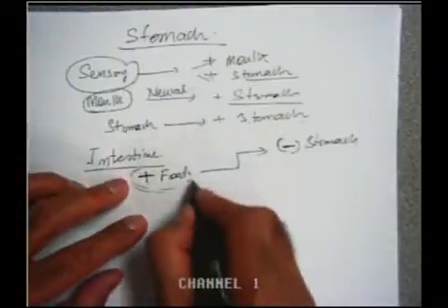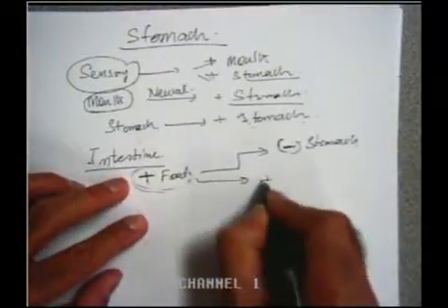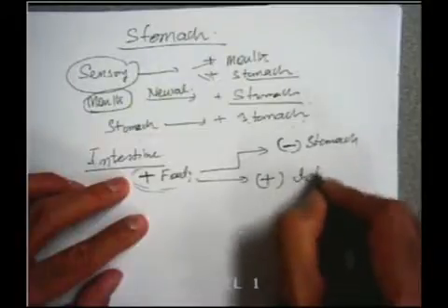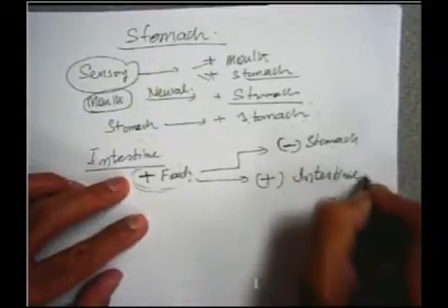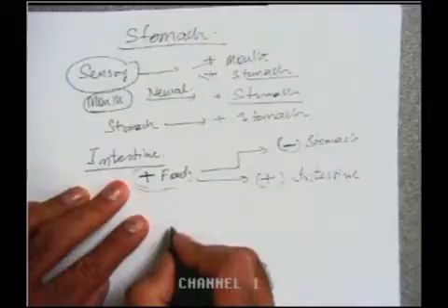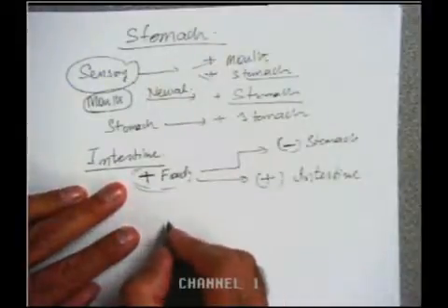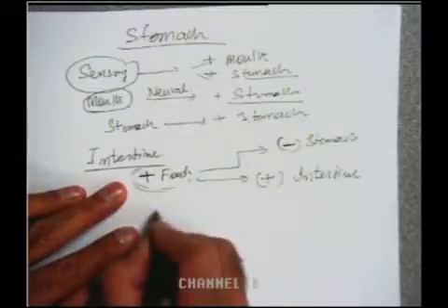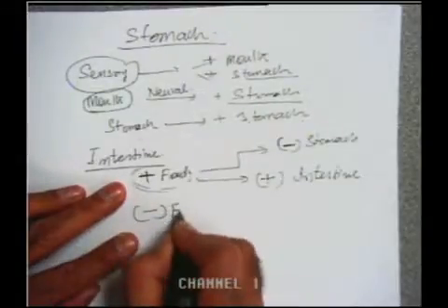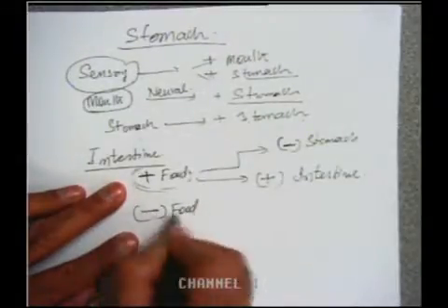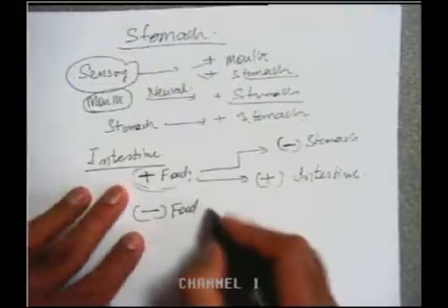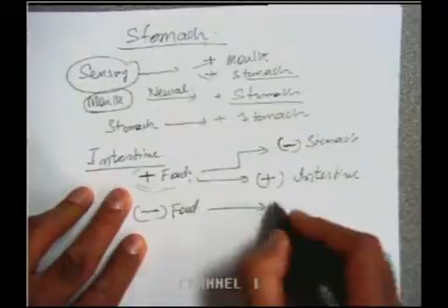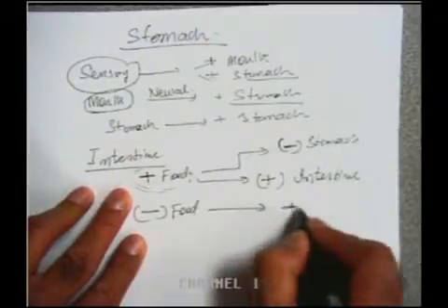But at the same time, it will activate the intestinal juice secretion in the intestine. Intestinal activation, food. Okay. Then once this is done in the intestine, there is no food in the intestine. I put negative. That means no food in the intestine. There's no food. It's been pushed to the colon. What will happen here? Then it gives the positive to the stomach.